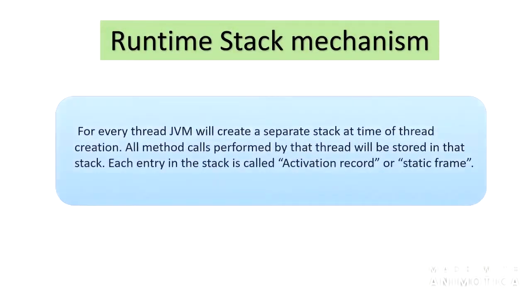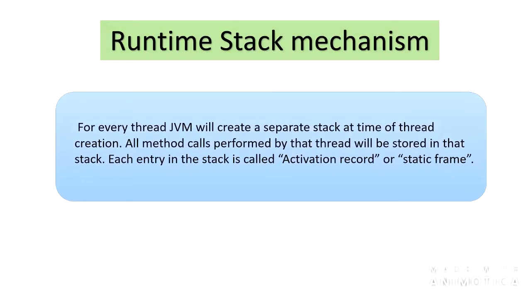So let's first read the definition. For every thread, JVM will create a separate stack at the time of thread creation. All method calls performed by that thread will be stored in that stack. Each entry in the stack is called an activation record or stack frame. So let's understand by taking a simple example.